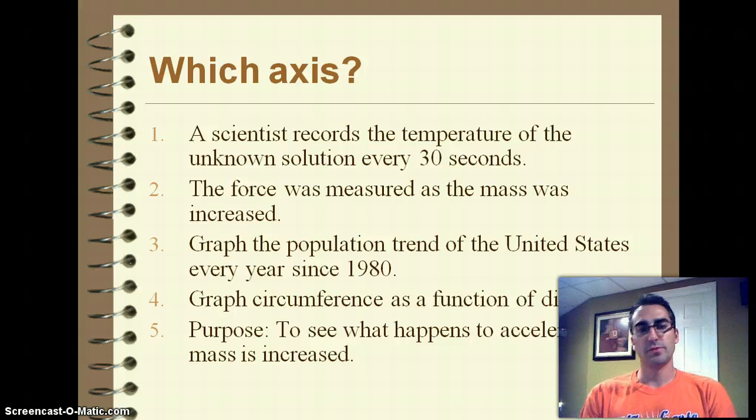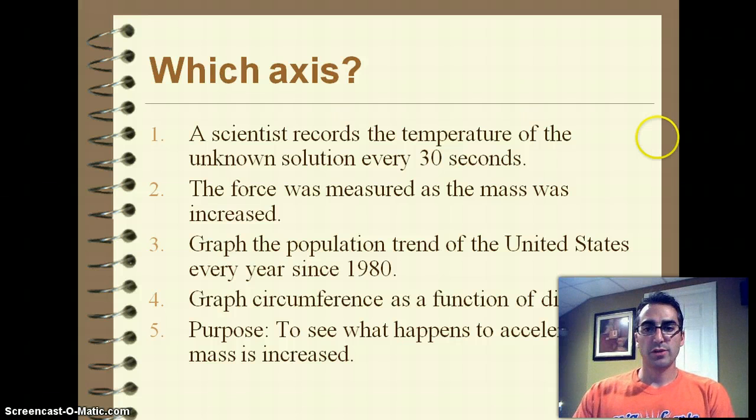Alright, so here's some examples. Let's say a scientist records the temperature of an unknown solution every 30 seconds. Well, if we're recording temperature versus time, time would be the independent variable. So every 30 seconds we make a measurement of temperature. And so temperature would be the dependent variable, whereas time would be the independent variable.